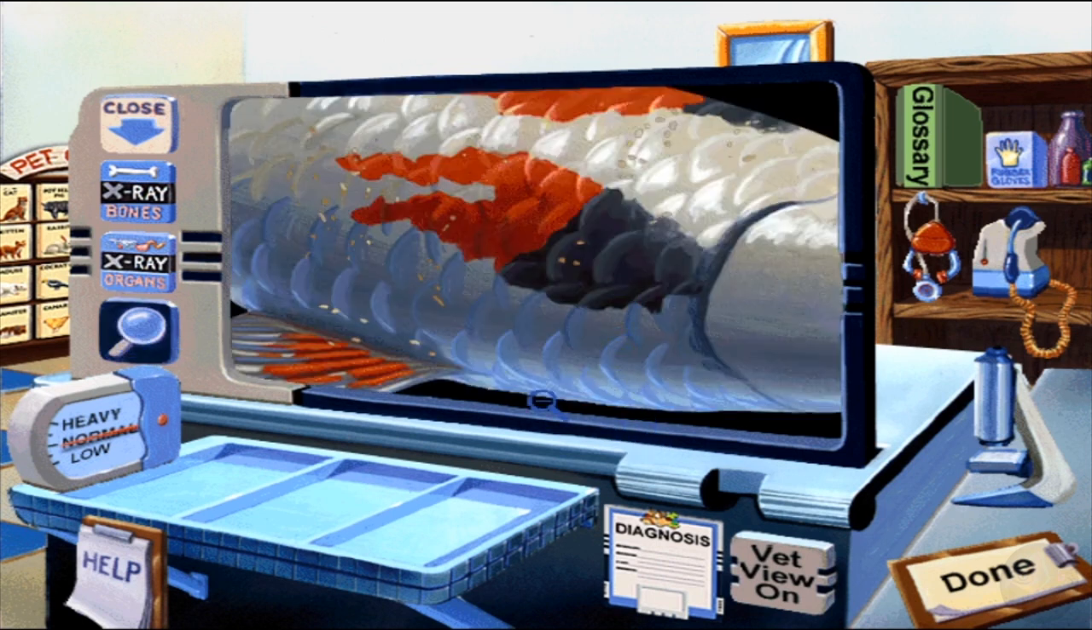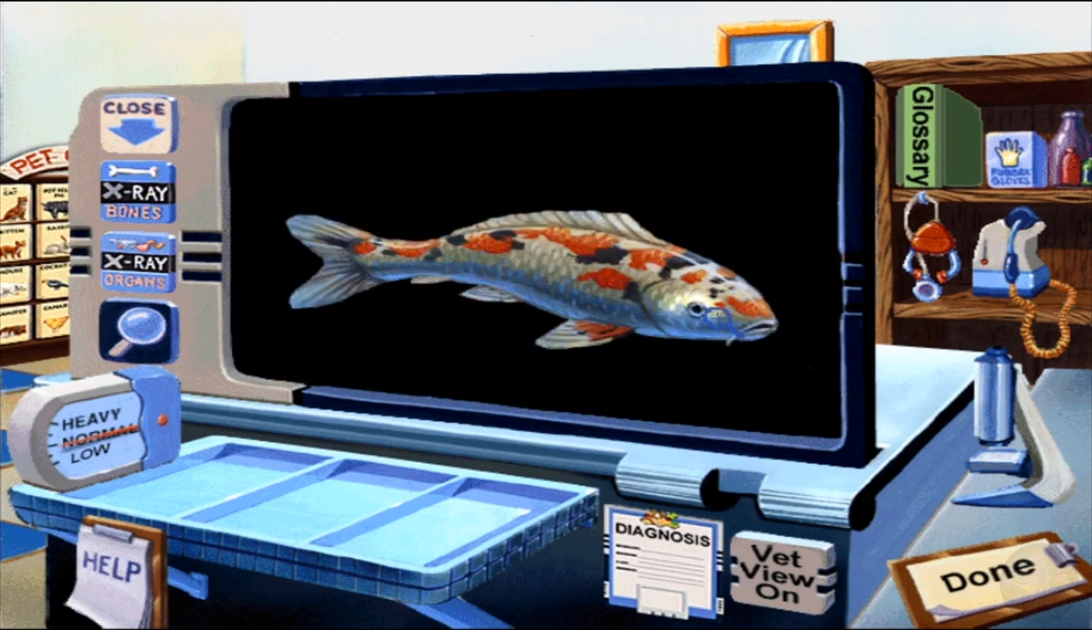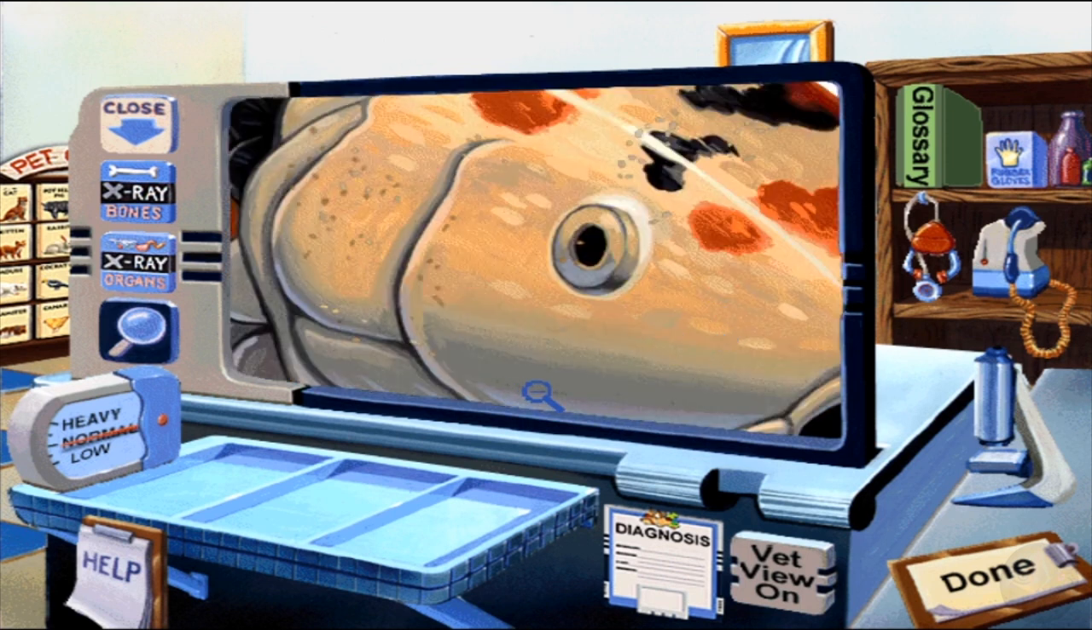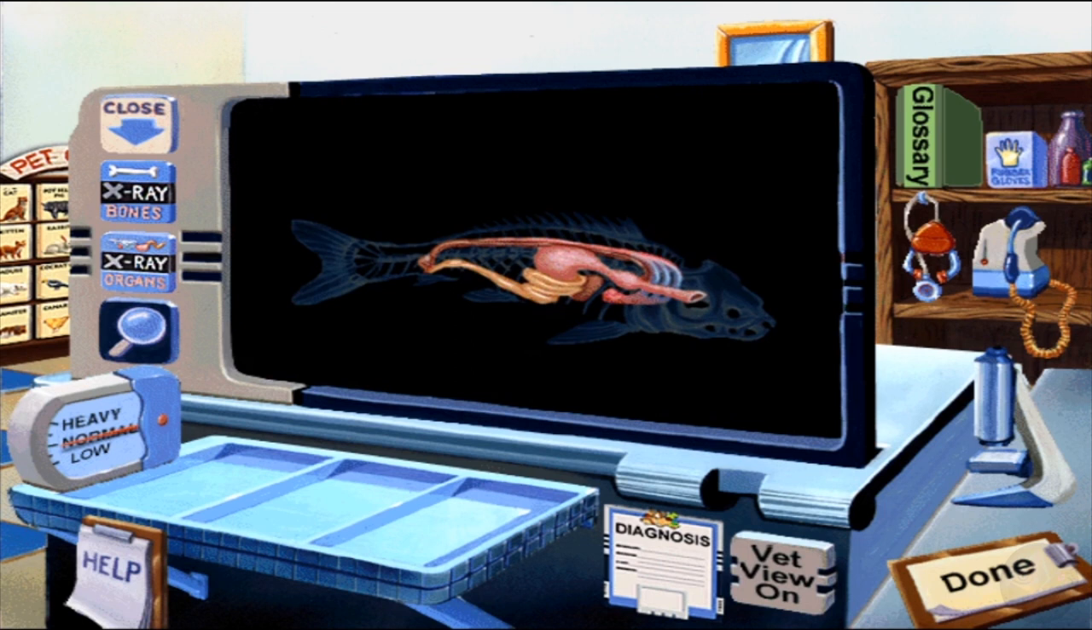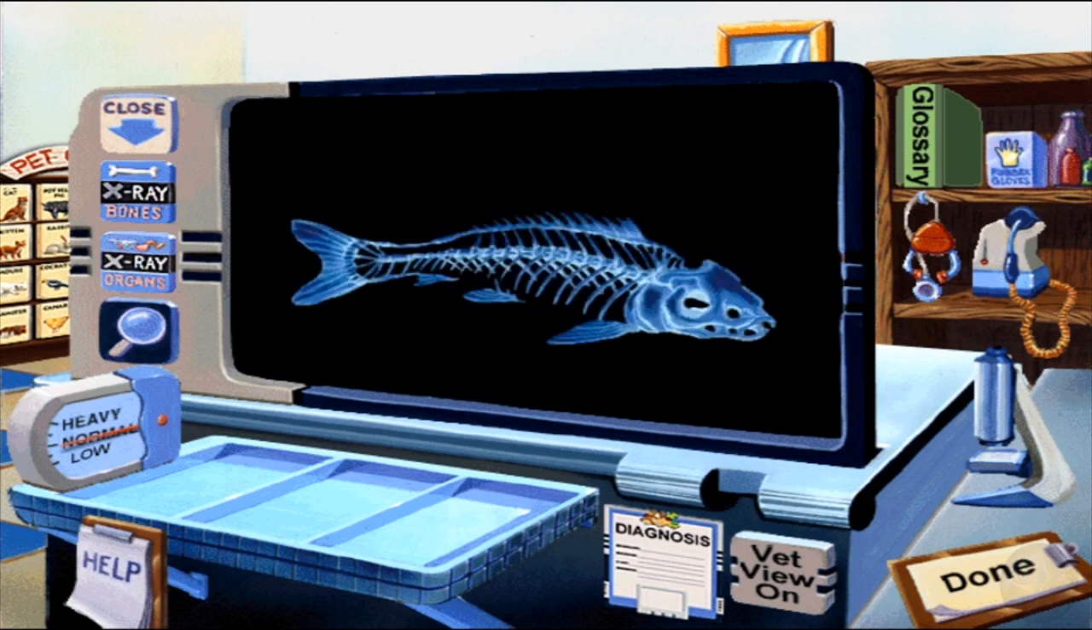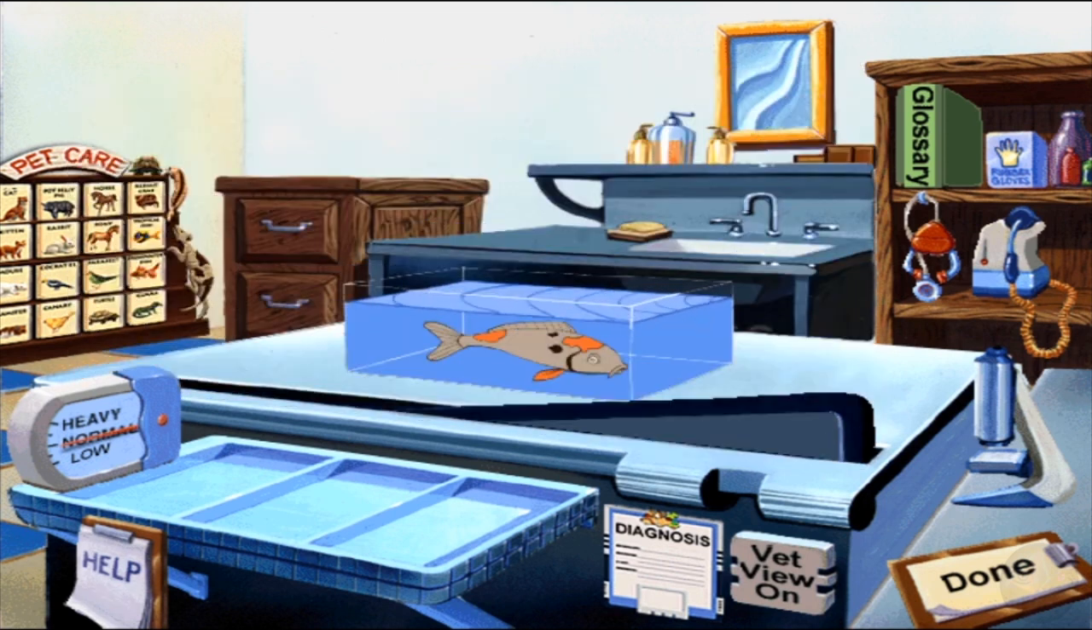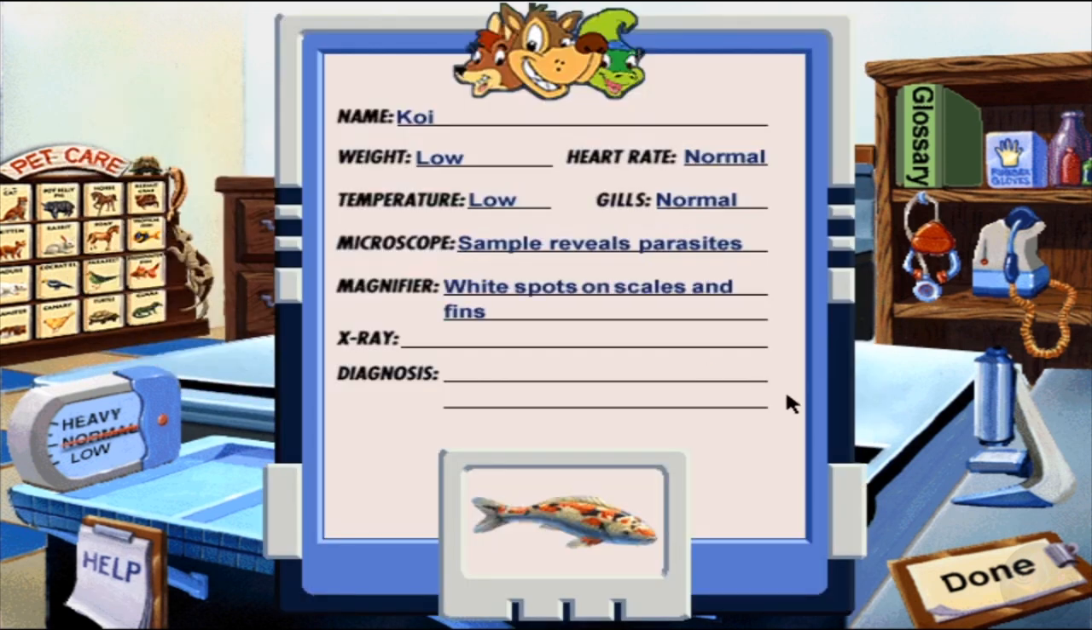There are white spots on the scales, gills, and fins. Everything looks healthy here. I don't see any problems here. I don't see any problems here. White spots on scales and fins.